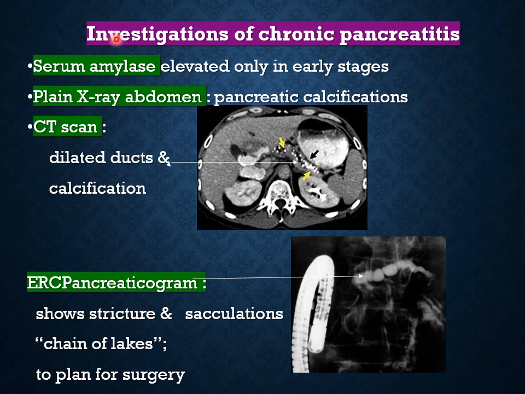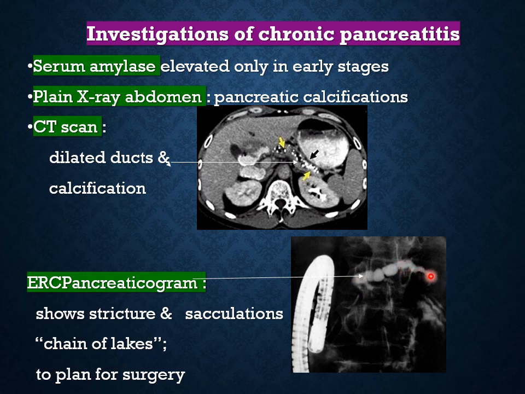These are some of the investigations. In chronic pancreatitis, serum amylase may be elevated in early stages, but later, as the gland becomes destroyed, amylase becomes normal. Plain X-ray abdomen may show pancreatic calcifications. Then the CT scan will show dilated pancreatic ducts. Here, can you see here? Dilated pancreatic ducts with calcification. ERCP shows you the same.